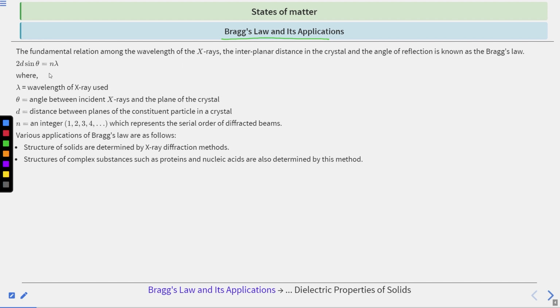Bragg's law. The expression is written like this, where λ is the wavelength of X-ray used, θ is the angle between the incident X-ray and the plane of the crystal, d is the distance between planes of the constituent particles in a crystal, and n is an integer which represents the serial order of diffracted beams. Various applications of Bragg's law are: structure of solids is determined by X-ray diffraction methods. Structure of complex substances such as proteins and nucleic acids is also determined by this method.